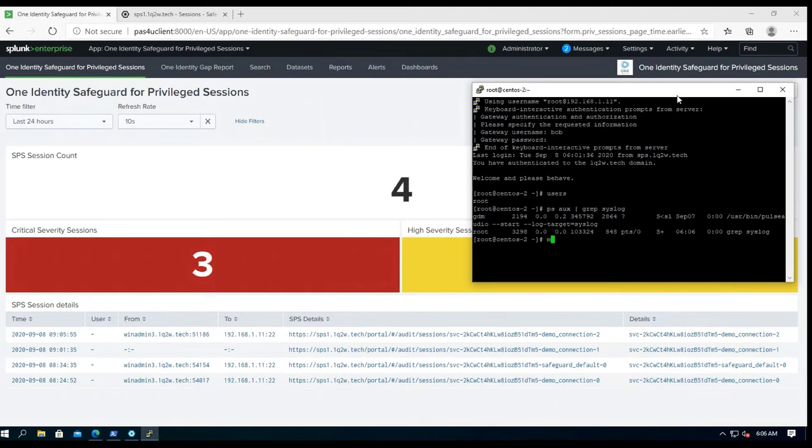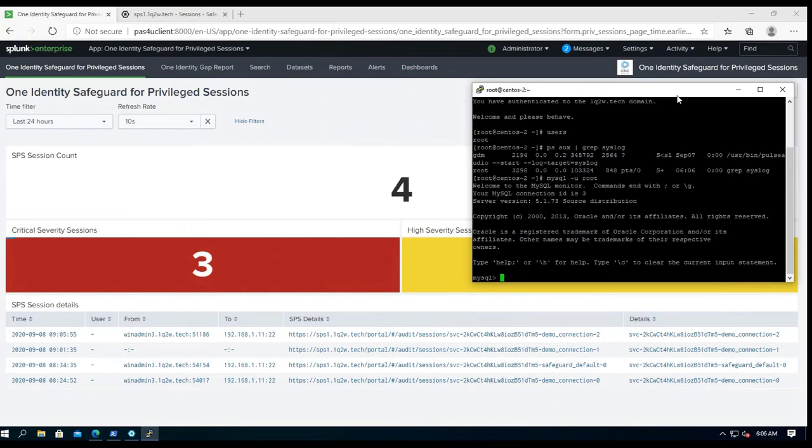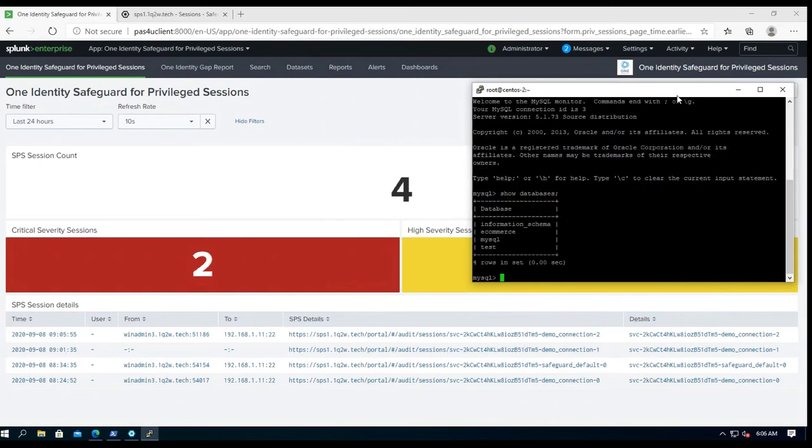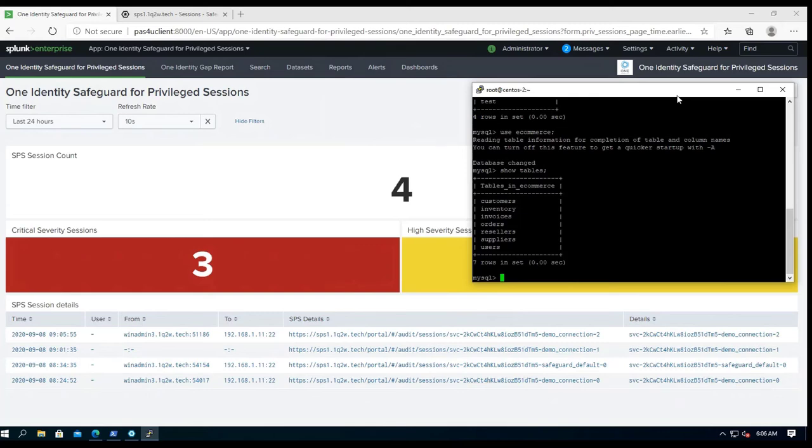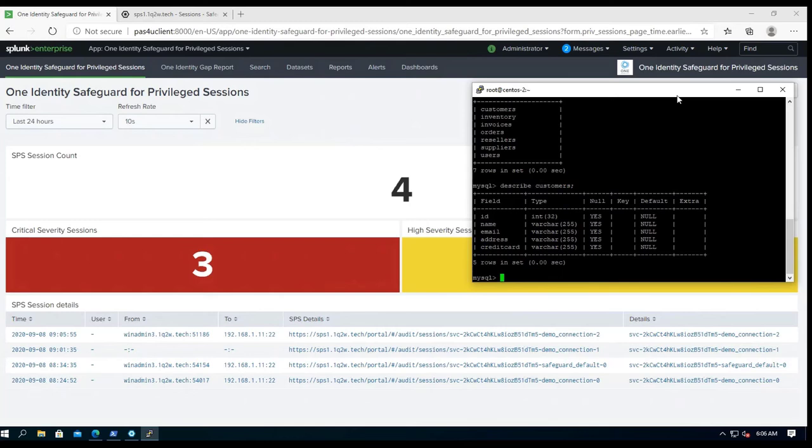Then he's looking for a logging engine. And since he got the information that this is a database server, he is trying to log into a MySQL database, and he is successful with that. Instantly, as soon as he discovers the e-commerce table, he will check the details of that. And you see in parallel in the Safeguard Splunk app, the number of critical sessions has risen because the score of the session is that high.